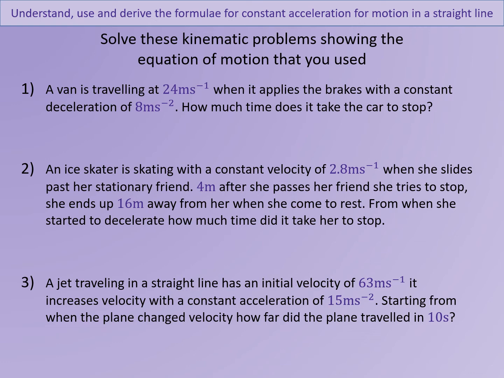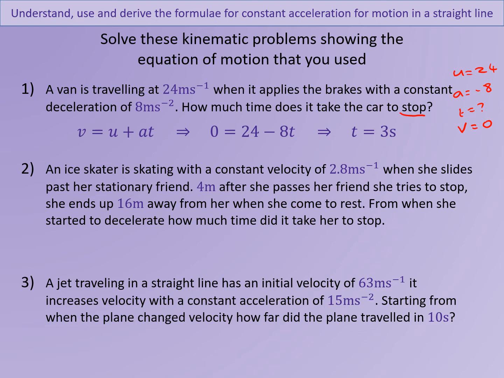So in question 1, we are told the initial velocity of the van is 24. We are then told that it decelerates with an acceleration of 8 meters per second squared, so A must be -8. We want to know the time, and the 4th variable is that the car is going to stop, and if the car stops, that means that the final velocity will be 0. So for that we can use V equals U plus AT. Substituting in the values gives us a time taken to stop of 3 seconds.